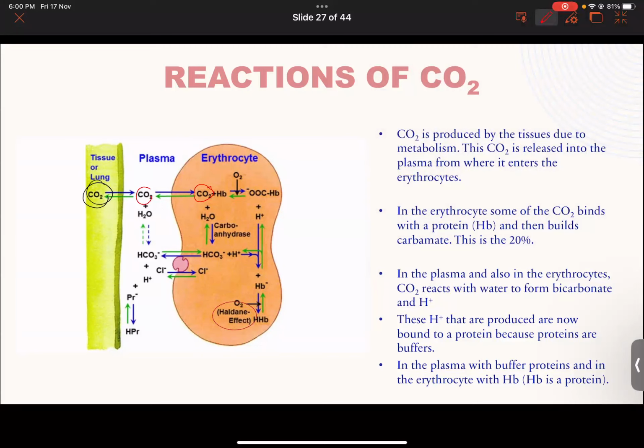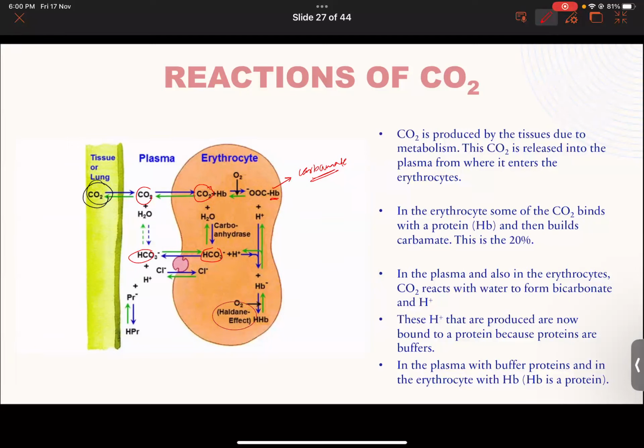Now it's going to do two things. We said carbamate binds to a protein. What is that protein? It's hemoglobin. So we're done. This is one of our chemically bound carbon dioxide. It's just carbamate. Another thing is we said that CO2 will react with water to give us bicarbonates. Now, the thing about bicarbonates is that there's a difference in the bicarbonate production in erythrocytes and in the plasma. In the erythrocytes, we have way more bicarbonate.